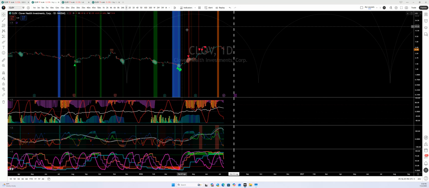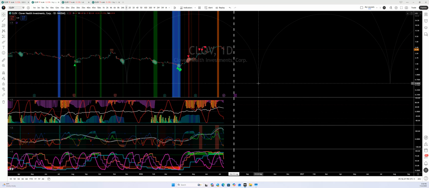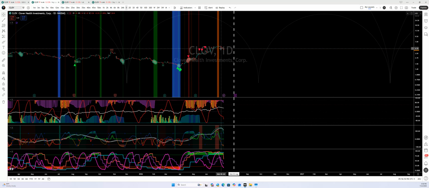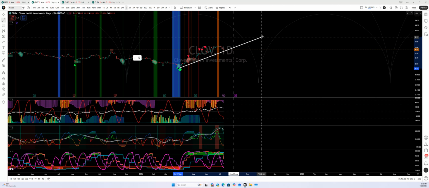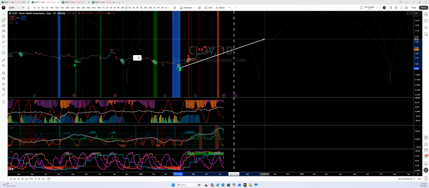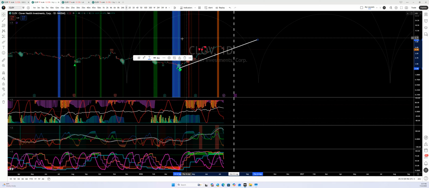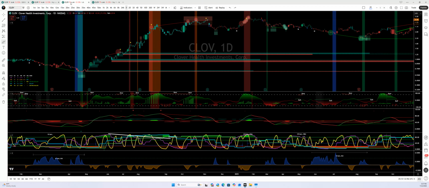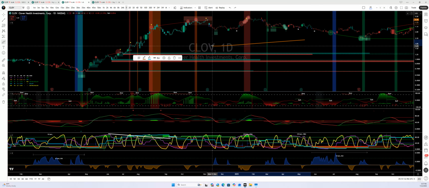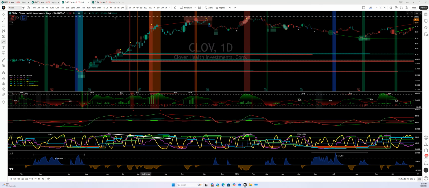Now I have my cycle analysis in the background here, which says by September we should start seeing some type of bottoming form on this one. And if I'm correct, it should be something like that happening. I need to check the resistance areas, but yeah, that's that.